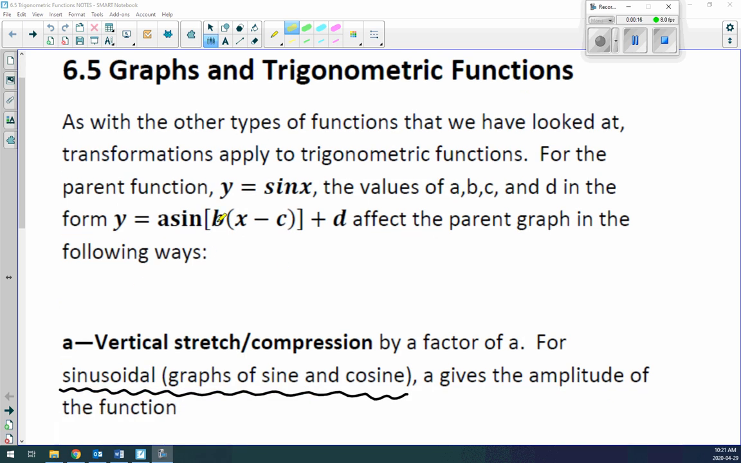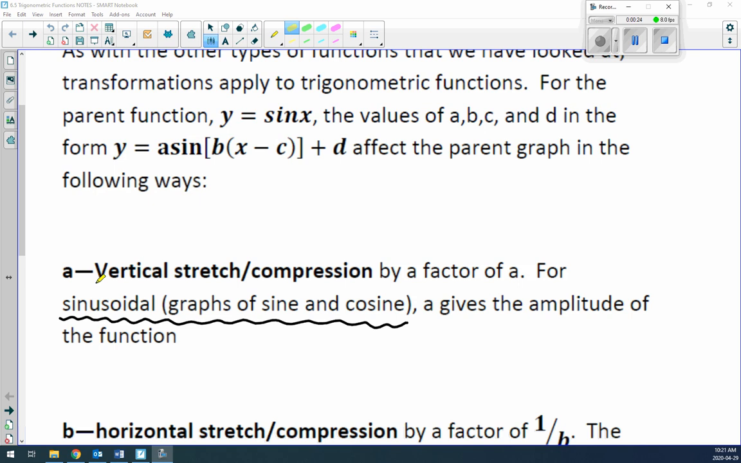So y equals a sine b(x minus c) plus d. And each of these, the a, the b, the c, and the d, do different things to a graph. So a is a vertical stretch or compression by a factor of a. What it does is change the overall height of the graph. So for instance, if there was a 3 there, it'd be 3 times as tall. If it was 1/3, it would be 1/3 times as tall. And that changes the amplitude. Remember, the amplitude is the distance from the center to either the top or the bottom.